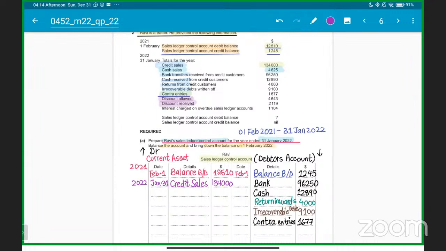So what do you think? If you are making sales to your customers, would you receive the discount or would you allow the discount for the payment? Anyone? Very simple answer. If you are making sales, exactly, discount allowed is the answer here.